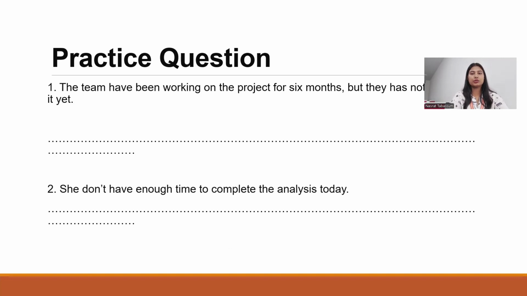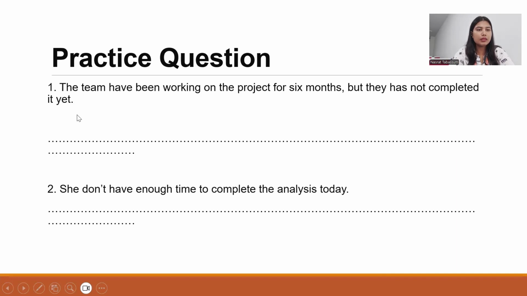These are some of the practice questions. So let's see how we find mistakes in these practice questions. The team have been working on the project for 6 months, but they has not completed it yet. Here, how do we find the mistake? The team is fine. The article the is used in front of the noun team. But the team is one unit, that means it is singular. So you cannot write have in front of a unit. You have to write has. So the team has been working on the project for 6 months.